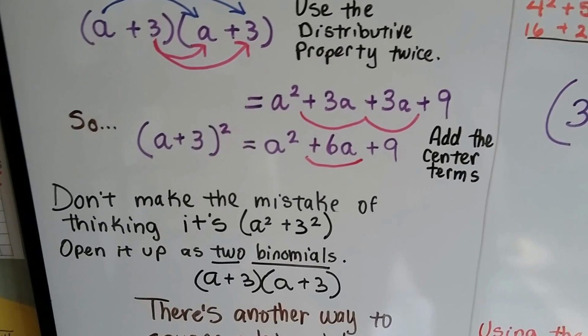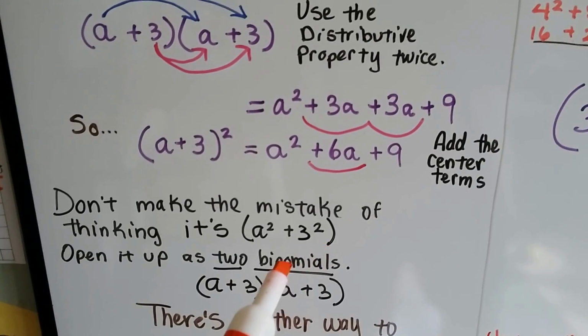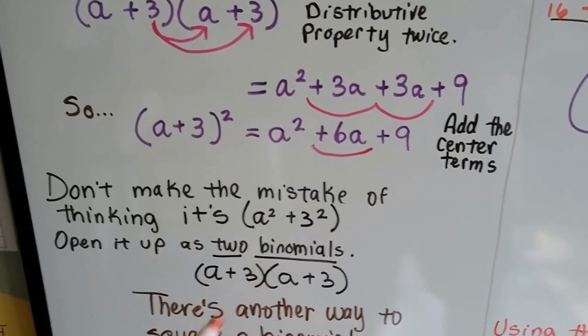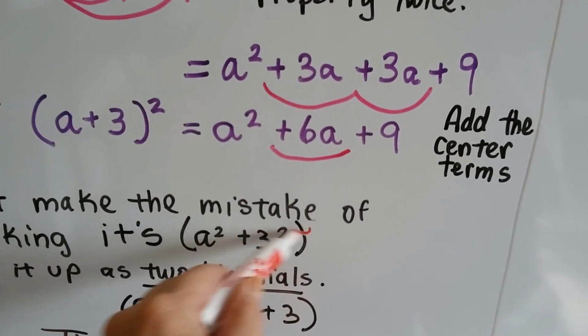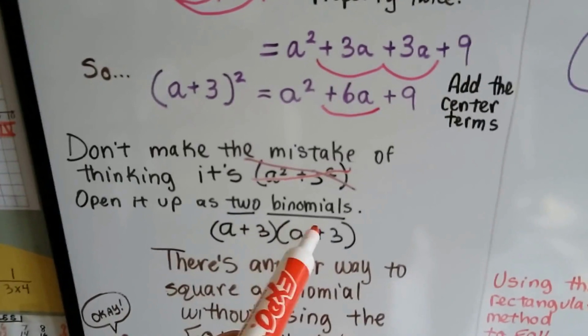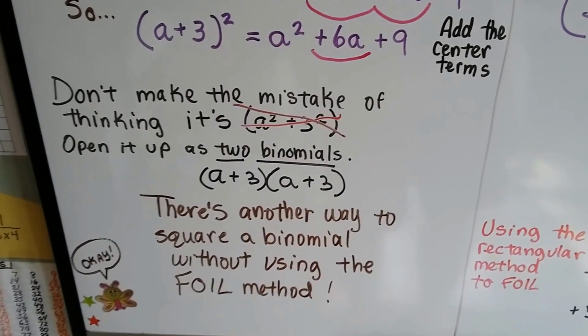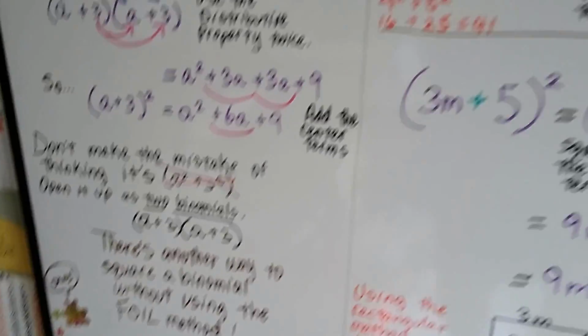Now don't make the mistake of thinking it's the same thing as a squared plus 3 squared. It's not. And I'm going to show you in a minute why. But this is not the same thing. If you think of this as this, you're going to get it wrong, okay? That is not the same thing. You need to open it up as two binomials, okay? Now there's another way to square a binomial without using the FOIL method. I'm going to go over a few different methods in this video, okay?